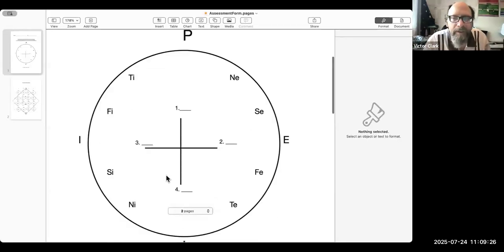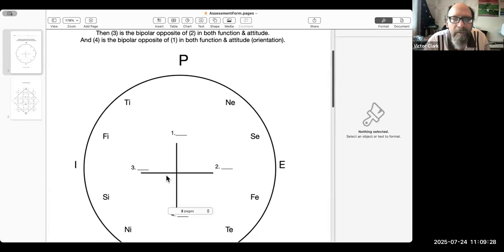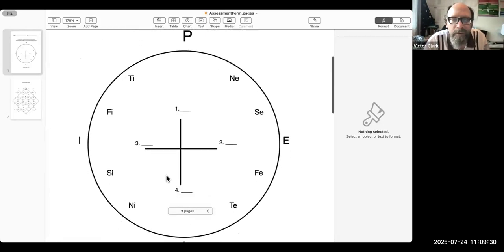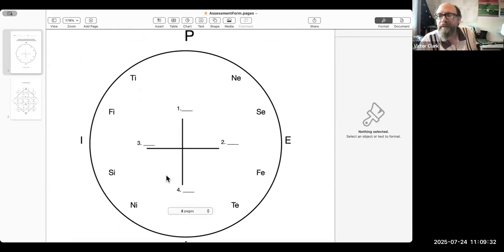Let me see, where am I? Oh, there we go. And so can you see this little circle with the cross in it?